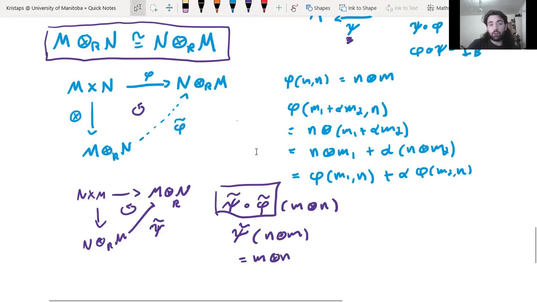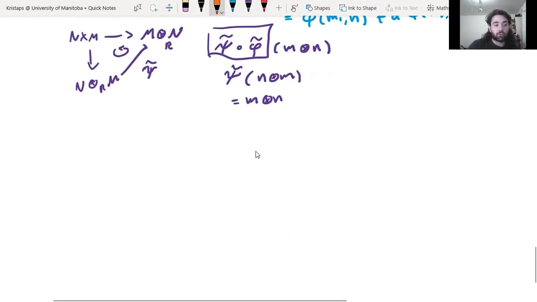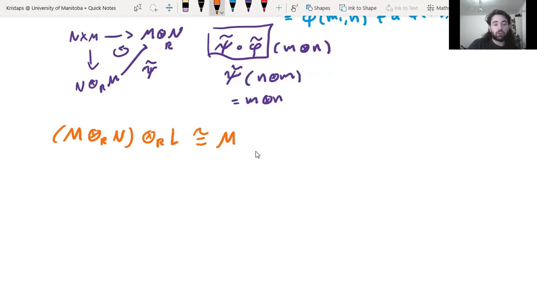Slightly more involved is the proof of associativity. So that means, much like in associativity of multiplication, we want to prove that M tensor over R N, tensored over R with L, is isomorphic to M tensored over R with N tensor over R L.